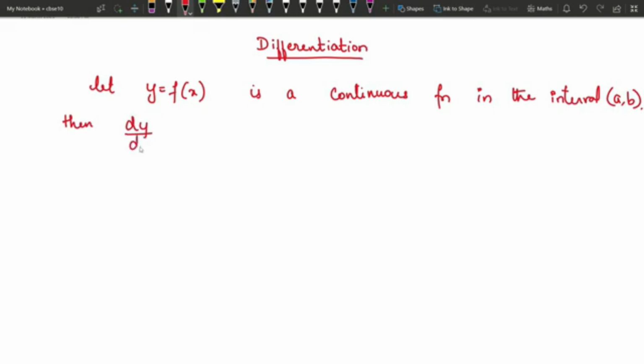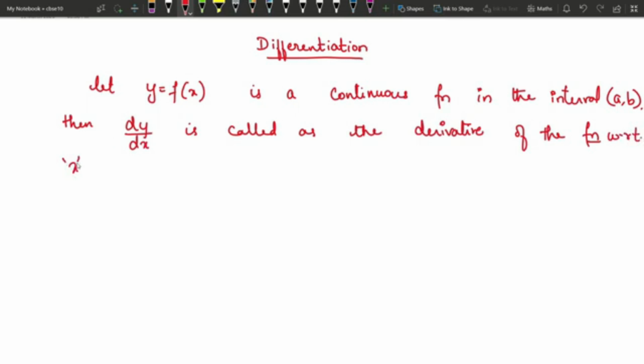dy by dx is called the derivative of the function with respect to x. Here this x is called the variable of differentiation, the variable that is used in the function. When I say function, it means y. So this is called the derivative of the function with respect to x. The process of finding this derivative is called differentiation.